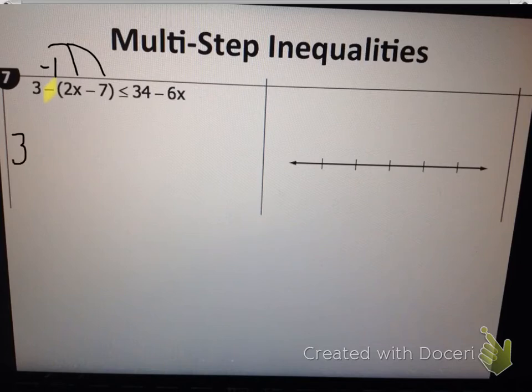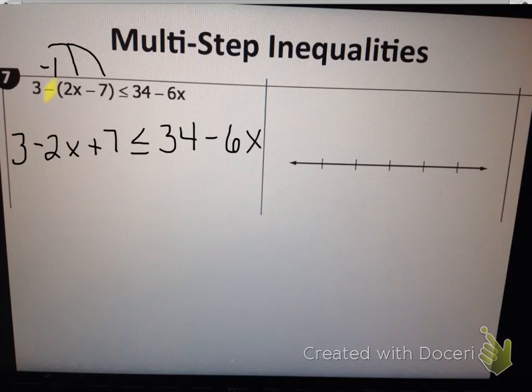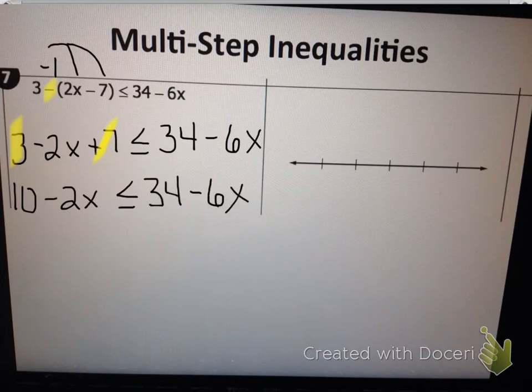So when we do that, we'll have 3 minus 2x plus 7 is less than or equal to 34 minus 6x. Now, we're going to combine like terms. 3 plus 7, which gives us 10, minus 2x is less than or equal to 34 minus 6x. Now, at this point you should know that you're going to pick a side for your variable. I'm going to move it to the left, so I'm going to add 6x.